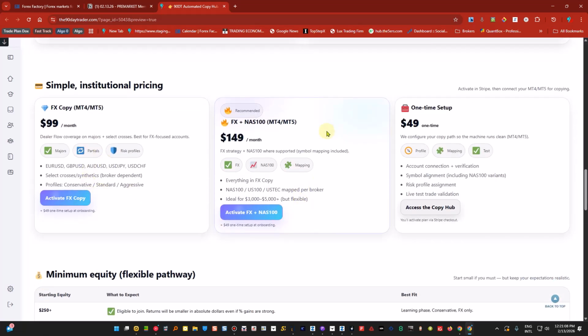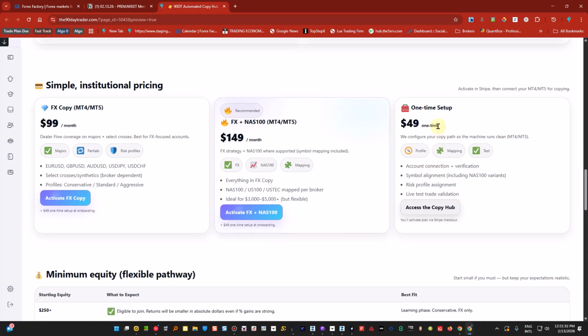$99 a month for the currencies only, $150 a month for currencies plus NASDAQ, one time $50 setup fee per account. You can get that waived for your account if you get the early bird special. So you would sign up pre-launch. And yeah, that's pretty much it.